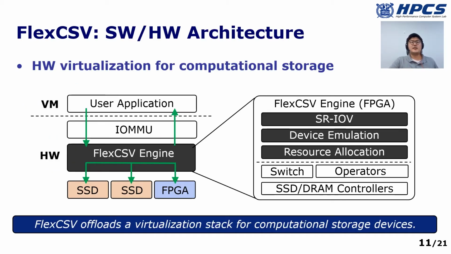Our key idea is to implement the FlexCSV engine, which is an FPGA card designed for a hardware-level virtualization layer. This figure shows the FlexCSV engine architecture and its main hardware components. First, FlexCSV uploads the software virtualization layer under the standard SR-IOV mechanism. Second, it also implements dynamic resource allocation and introduces an SSD-FPGA decoupled architecture through PCIe peer-to-peer communications.